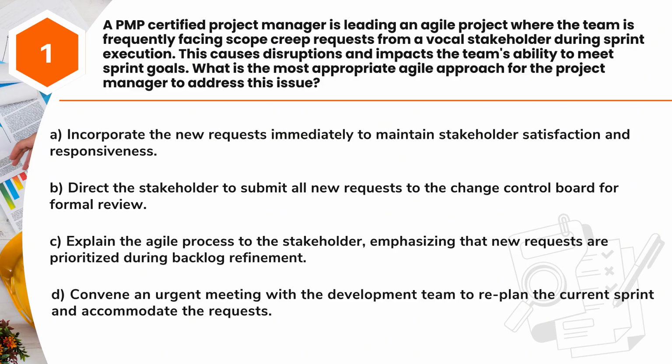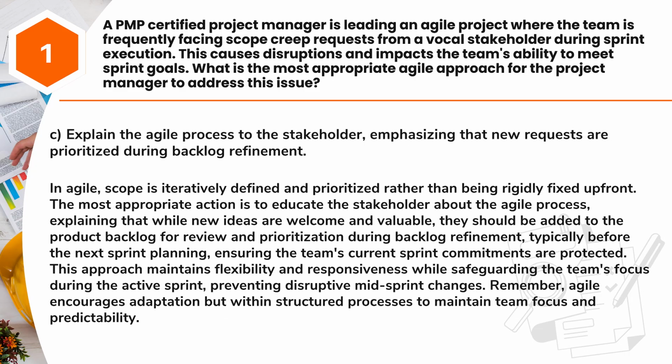A. Incorporate the new requests immediately to maintain stakeholder satisfaction and responsiveness. B. Direct the stakeholder to submit all new requests to the Change Control Board for formal review. C. Explain the Agile process to the stakeholder, emphasizing that new requests are prioritized during backlog refinement. D. Convene an urgent meeting with the development team to replan the current sprint and accommodate the requests.